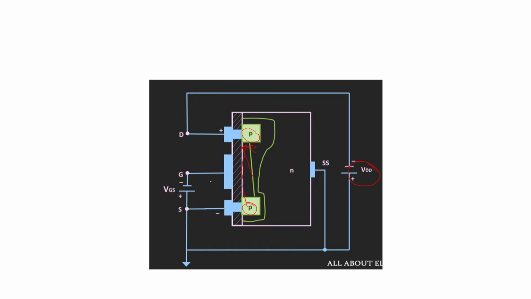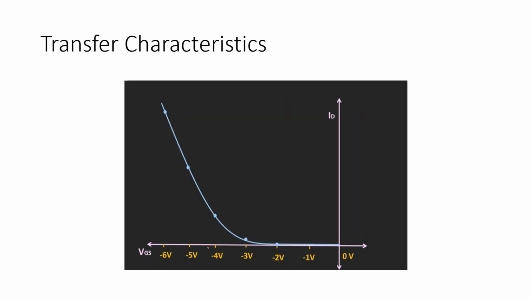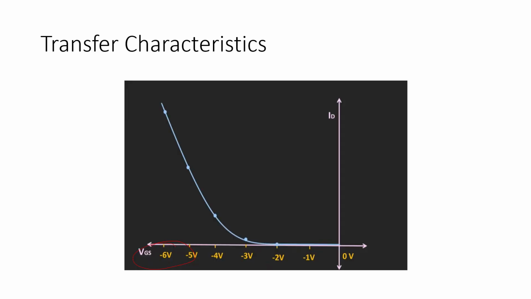Okay, so this is about the enhancement P-type mode. The drain characteristics are the same, but VGS and VDS are both negative here. So the voltages will be negative in the VDS versus ID plot, and for the transfer characteristics, since VGS is negative, it comes in the second quadrant. The rest of the concepts are the same. So this is about enhancement N-type and P-type mode.